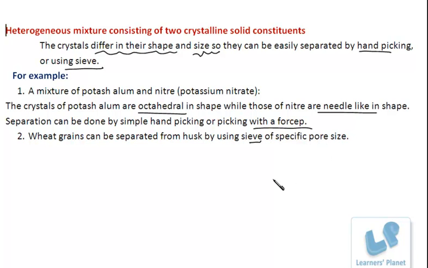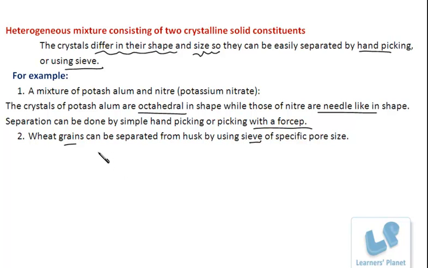Or they can be separated by winnowing and all those things which you have started. Winnowing also. We can separate tea leaves from tea by using a sieve. This is all about the separation of constituents of heterogeneous mixture.